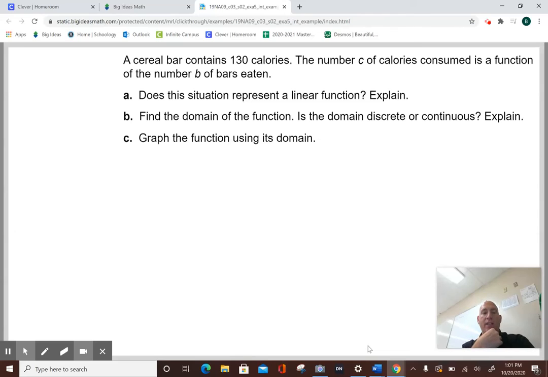Hey guys, this will be example 5 for section 3.2. So remember, we just did a discrete one that had individual points because the tickets you can only buy one at a time. So now let's look here.